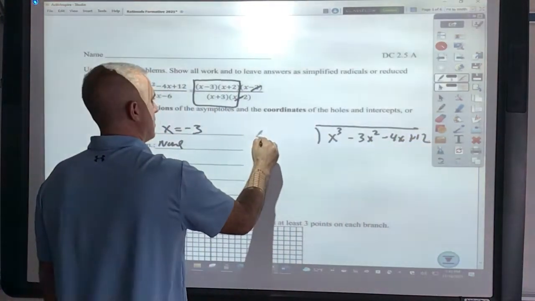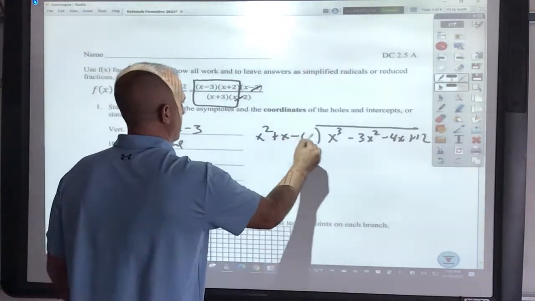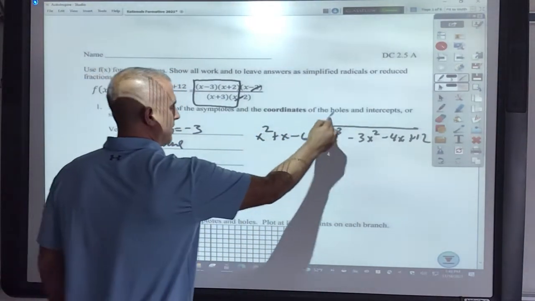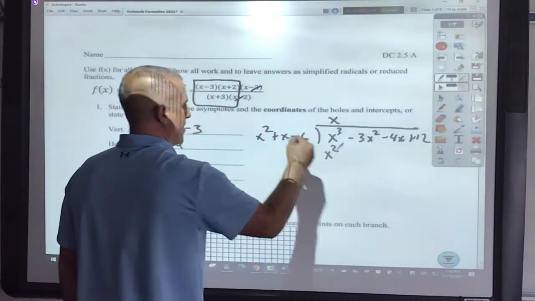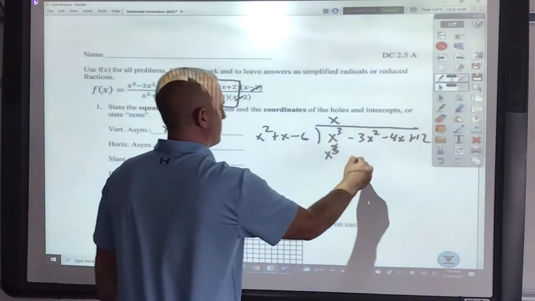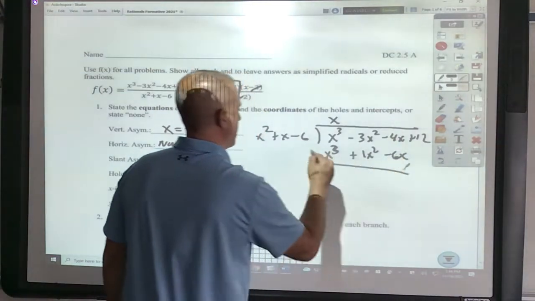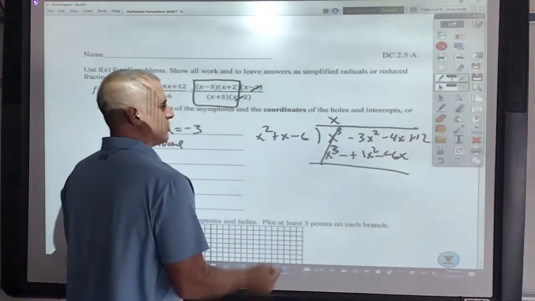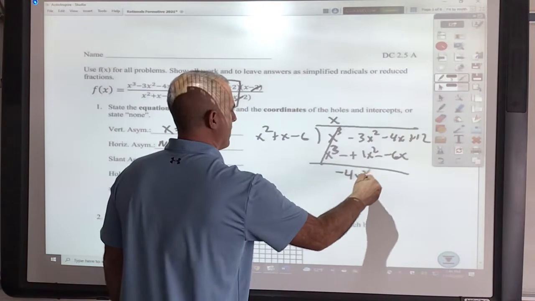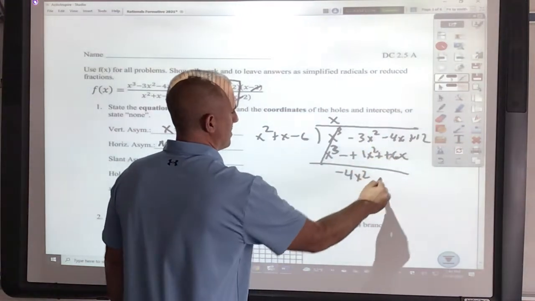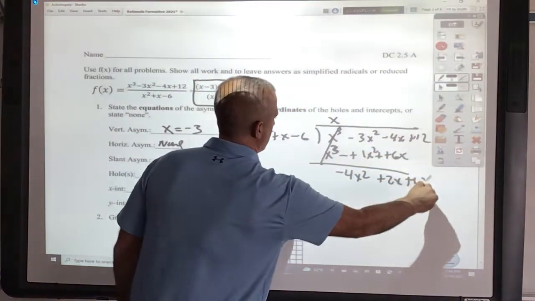Okay, with x squared plus x minus 6. So I need something to multiply to x squared to get that. That'd be x cubed. That would be positive x squared. That'd be negative 6x. This goes away. I'm doing subtraction and subtraction. So it would be negative 4x squared. And that would end up being positive 2x with a plus 12.